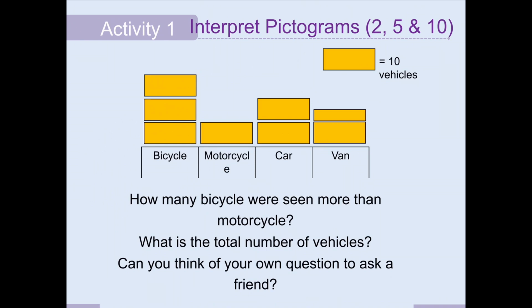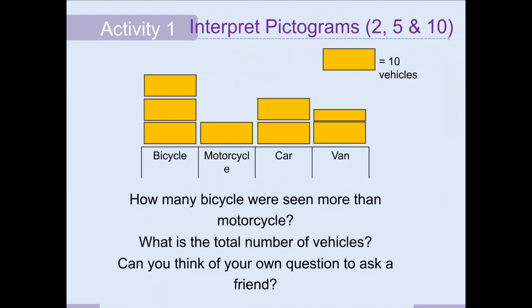How many bicycles are there? 10, 20, 30. Well done. How many motorcycles? Just 10. How many cars? 10, 20. And how many vans? 10 plus 5 makes 15. Did you get that part right? Let's answer the 3 questions.